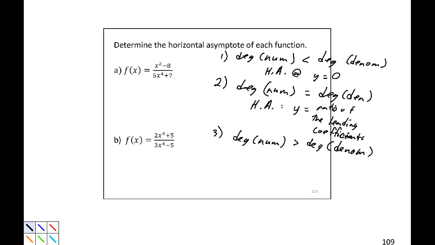then we could have an oblique, or what's called a slant asymptote, but there is no horizontal asymptote. So we could check for slant.